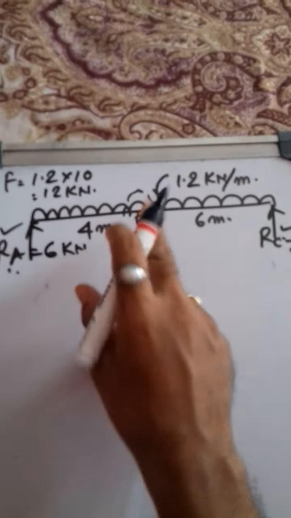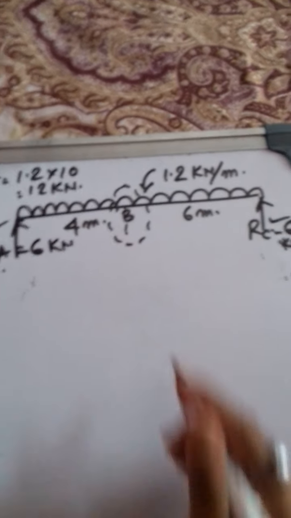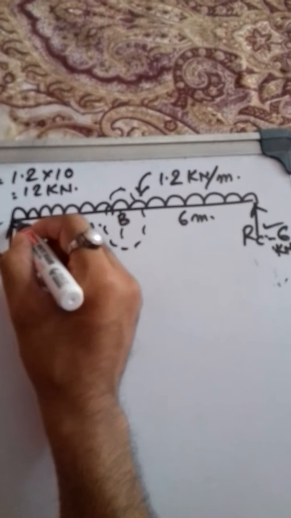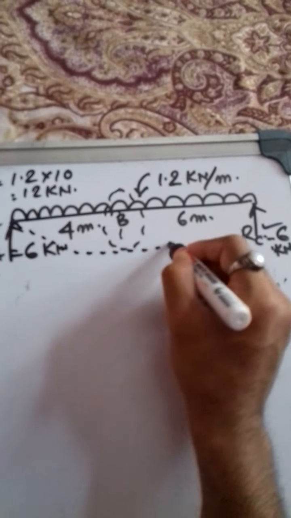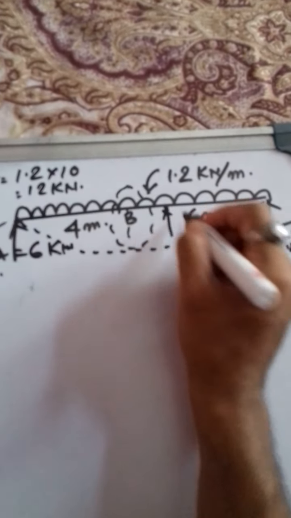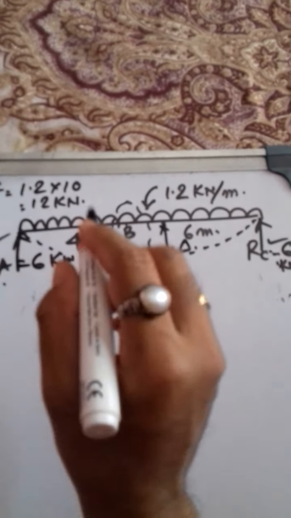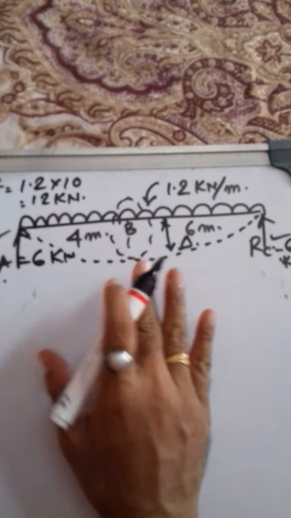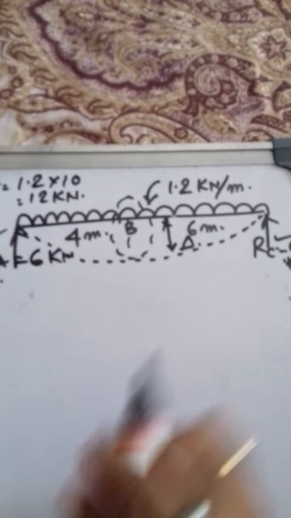Okay, suppose support B is not there. If support B is not there, then the beam may deflect like this. Suppose the beam is deflecting by an amount delta. See, if we are providing a redundant support, its function is to reduce this deflection to 0.